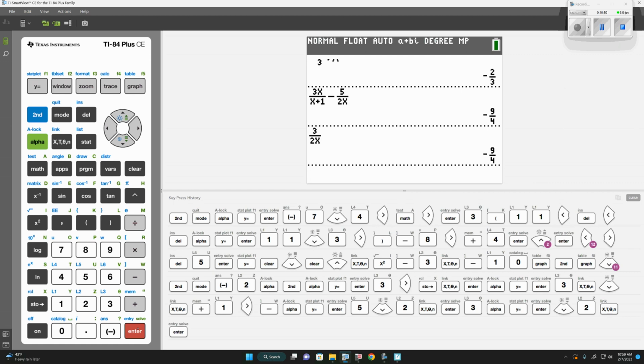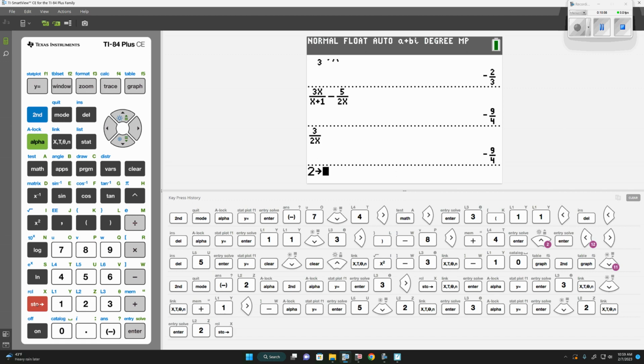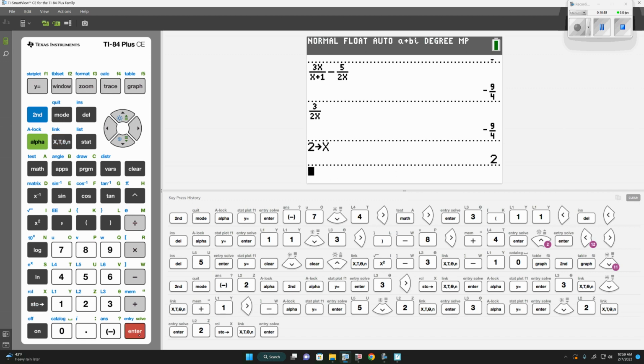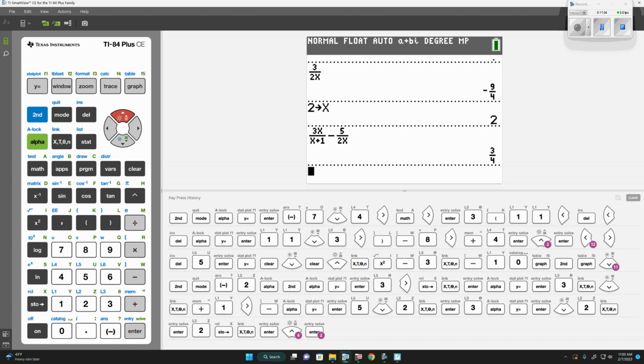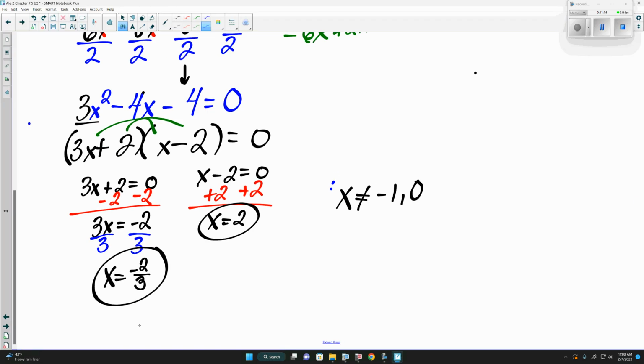Now our other answer was 2. Yes. So we can do 2 store x. And go back up and reselect it. And when x is 2, we get 3/4. 3 over 2x, we get 3/4. We get the same value on either side, so it does work. Any questions on this so far?